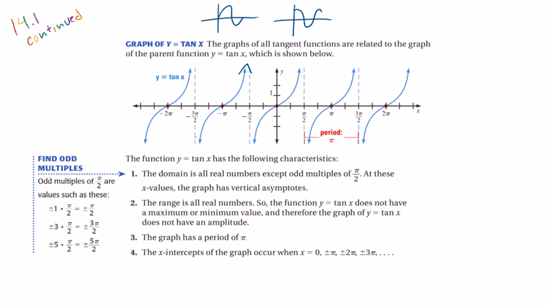graph, it continues going all the way up and all the way down, so it's not going to have the maximum and minimums like we did on the sine and cosine graphs. All right, so reading through some of the characteristics, the domain is still all real numbers, except for the odd multiples of pi over 2. So if I look on this graph at pi over 2, I can see that I have this dotted line. And that is what is called an asymptote.